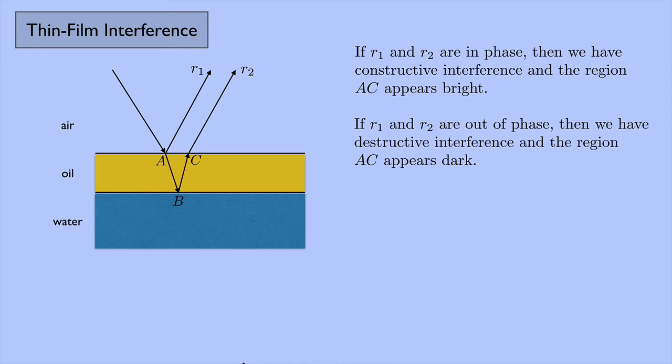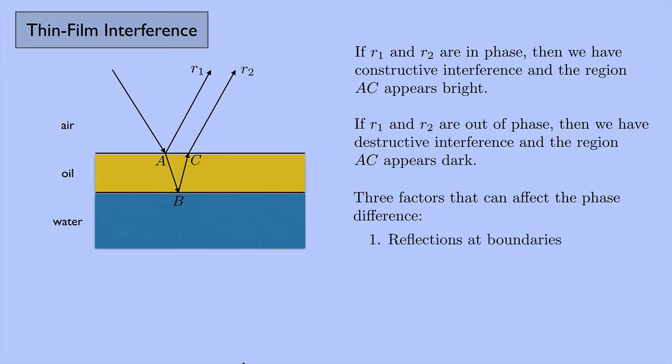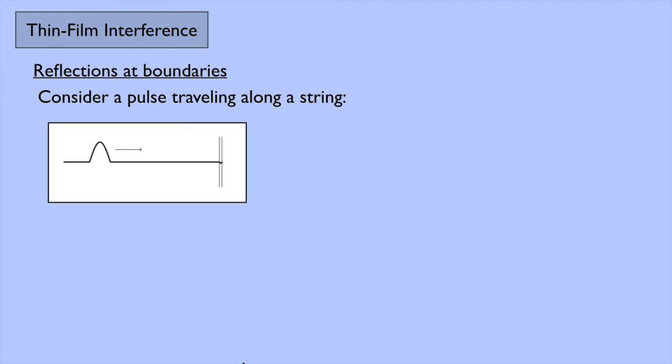Okay, so how could we try and figure out when we're going to have constructive interference and when we're going to have destructive interference? Well, there's three factors that can affect the phase difference: reflections at boundaries, path length difference, and different media. So let's look at each of these individually. So first we have reflections at boundaries. So consider a pulse traveling along a string. If I have a pulse traveling along a string where the string is maybe tied around a pole at one end, so that means that the string is free to move up and down right here.